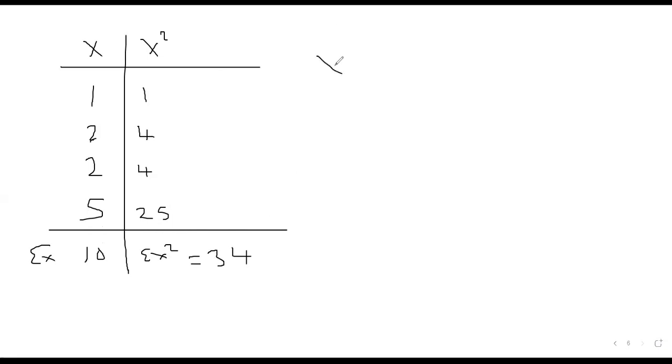So the mean is called x bar. It is given by the formula summation of x over n. So n, we have 1, 2, 3, 4. The number of observations are 4. So to find our mean, it is summation of x, which is 10 divided by 4. We get 2.5.